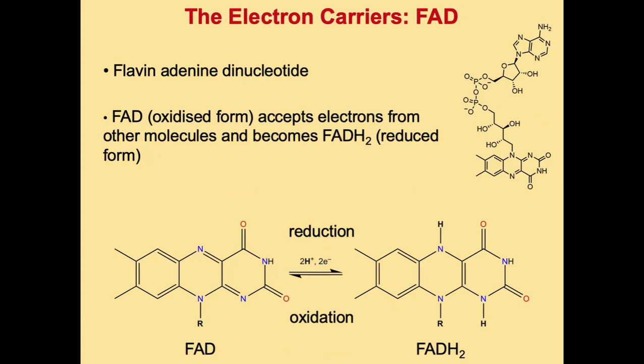Similarly, flavin adenine dinucleotide is another electron carrier, again accepting electrons, and becomes reduced to form FADH2. Again, this molecule will provide the high energy electrons to feed the electron transport chain.